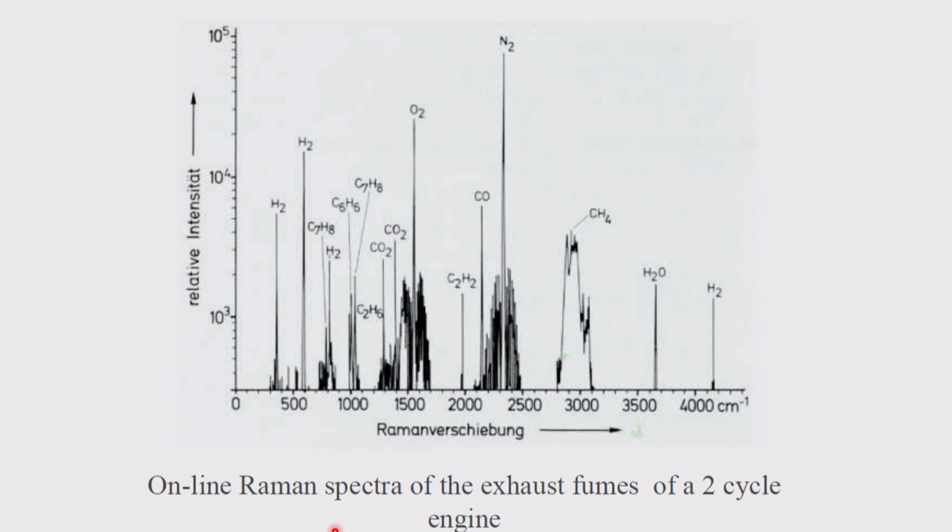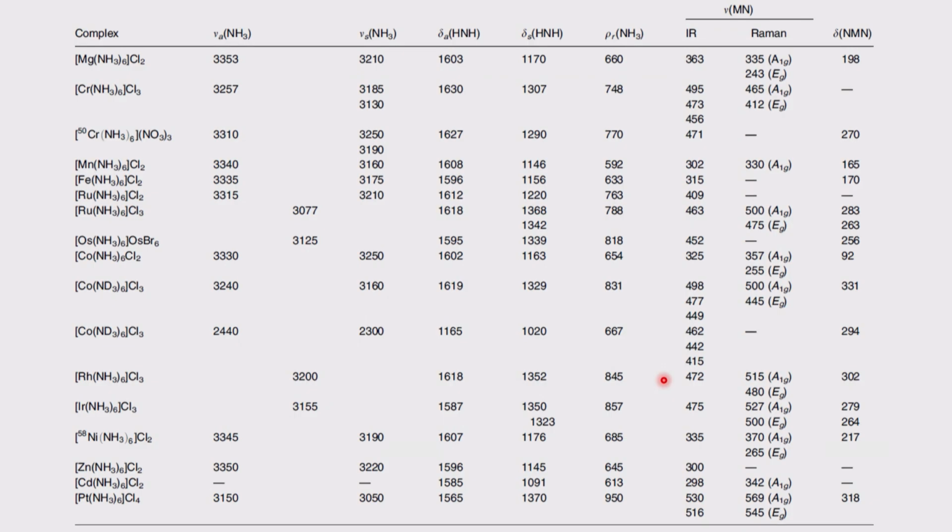Okay, Raman spectrum can also be used for a mixture of gaseous molecules. There is an exhaust fume. It has H2, C7H8, C6H6, etc. You can get a lot of information, and from the intensity you can talk about the composition. This is an exhaust coming from an engine, second cycle. This is what I have showed you.